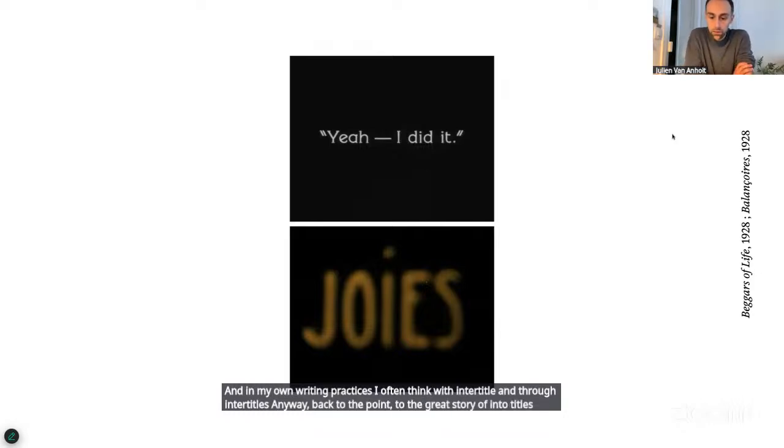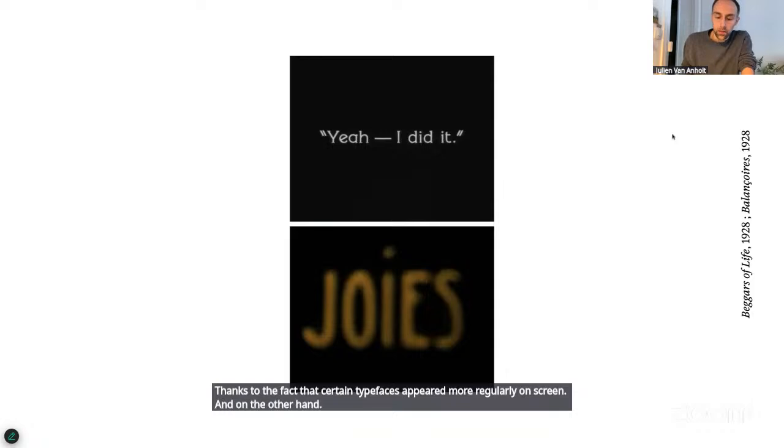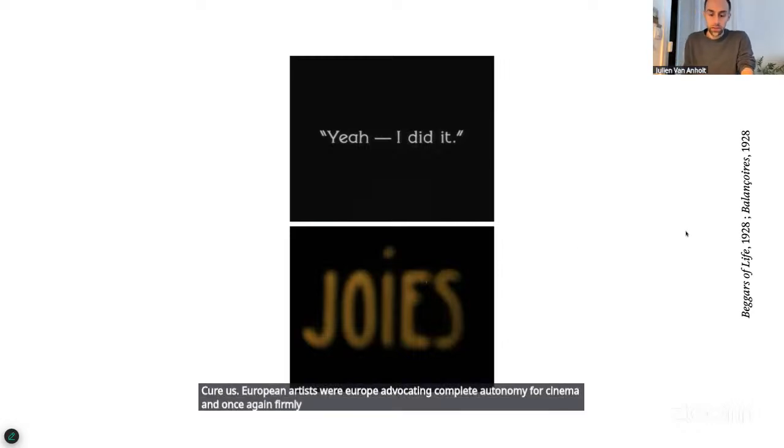Around 1925, two seemingly irreconcilable approaches coexisted. On the one hand, we were observing a kind of standardization in the commercial circuits, thanks to the fact that certain typefaces appeared more regularly on screen. And on the other hand, the avant-garde turned away from classic narrative schemes and plunged into the search for pure art. European artists were advocating complete autonomy for cinema and once again firmly rejecting cards.